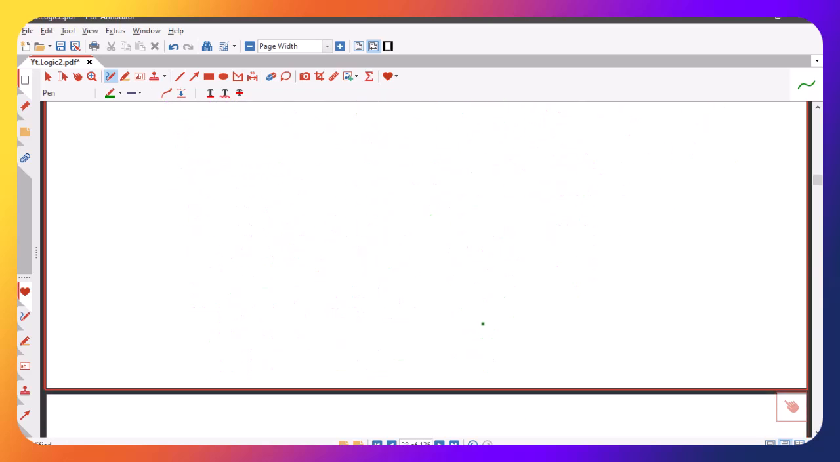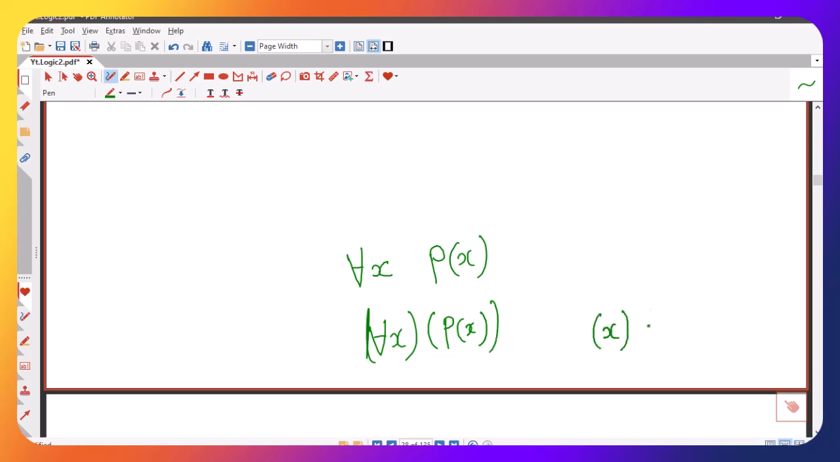So in this way we can have quantification of a statement function denoted by P(x), and we will write it in this way: for every x P(x). Some authors use brackets also, for every x P of x. So these are different notations and all the notations are valid, and this quantification has truth value true if P(x) is true for every x in the given domain.